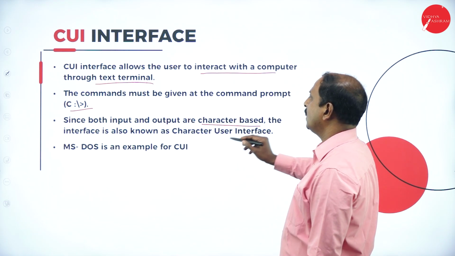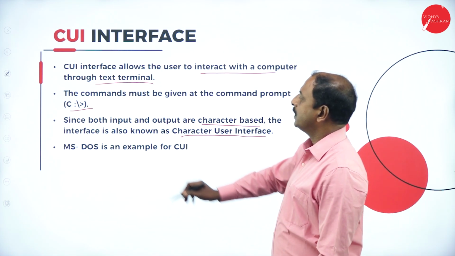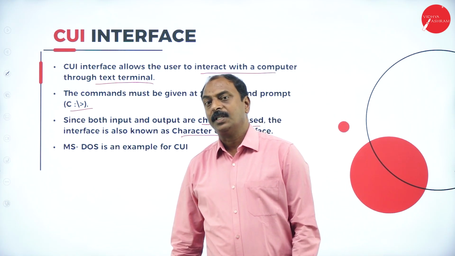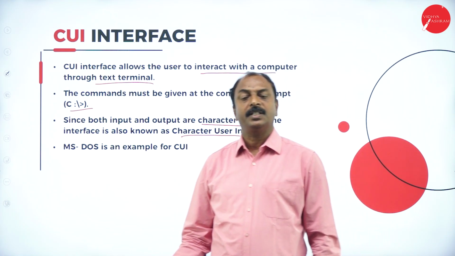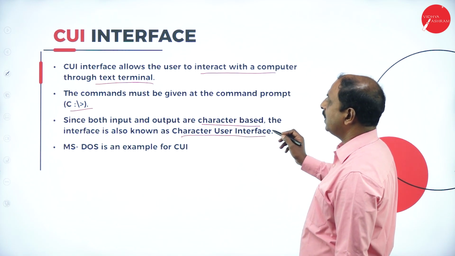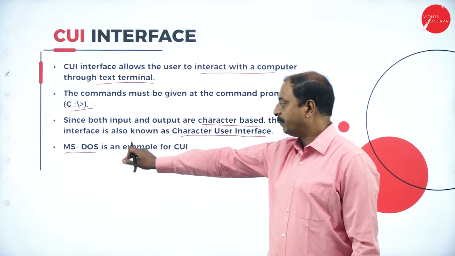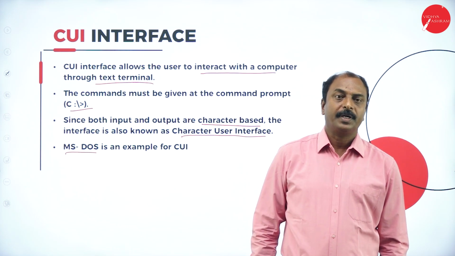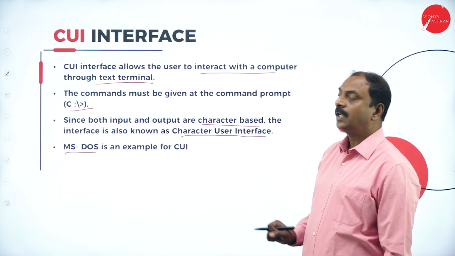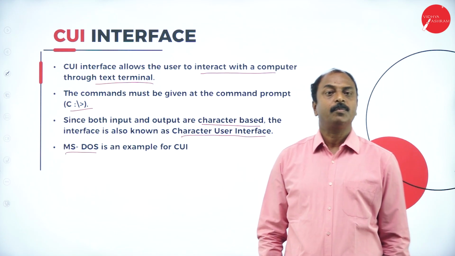It is character based, so it is also known as character user interface, because at the terminal we are writing the program instructions, and the input and output, everything in the form of characters. That is why it is referred to as character user interface. MS-DOS, the Microsoft Disk Operating System, is an example of CUI. It is a command line user interface, or character user interface. This is a type of interface.